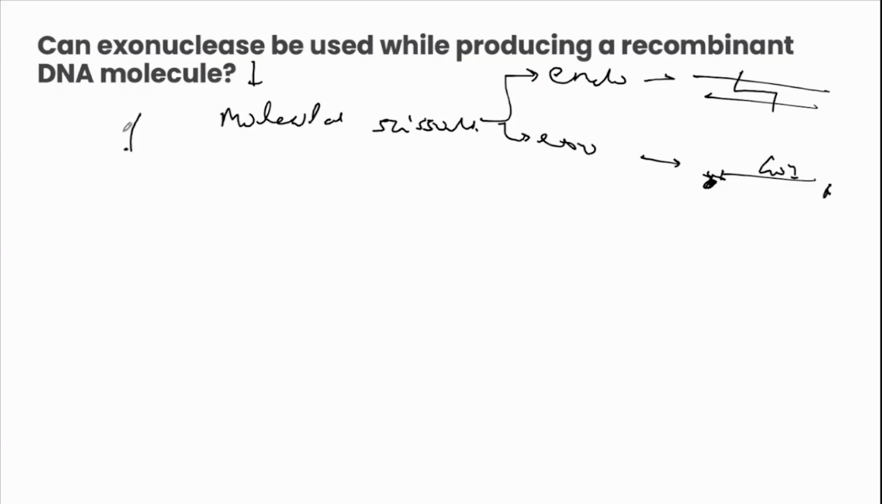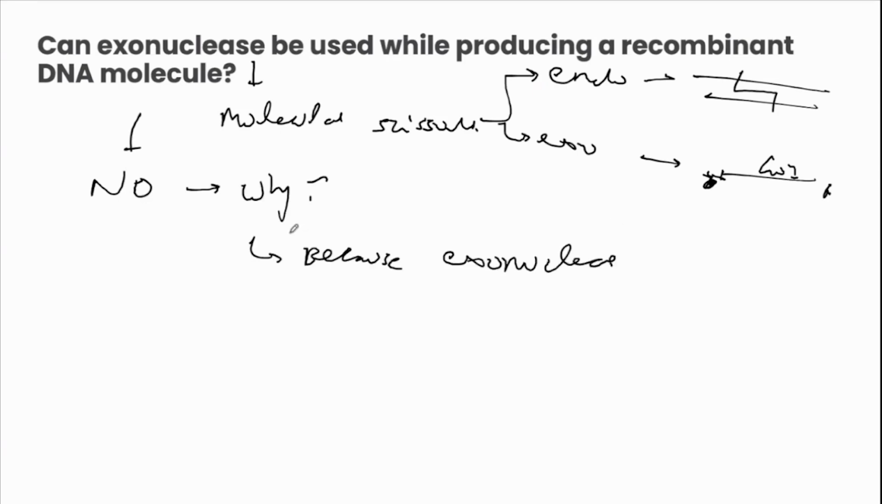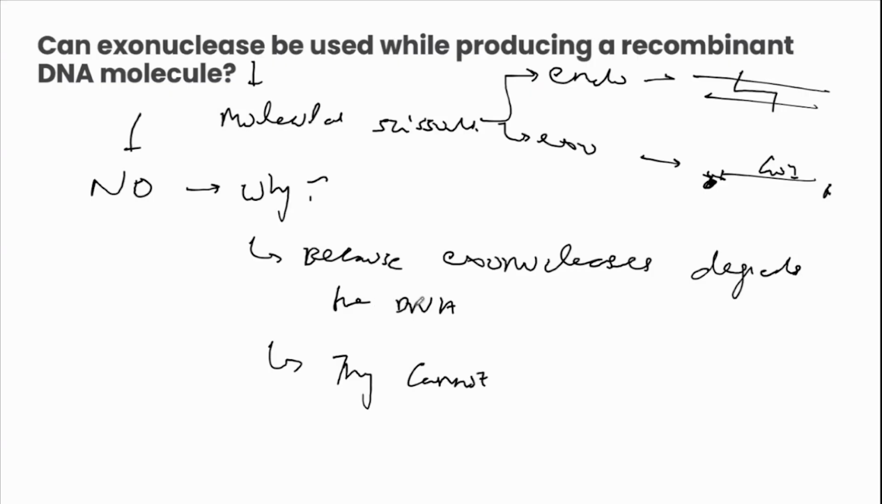And the answer is no, because they won't cut the DNA properly, and they cannot produce the sticky end. So I hope you have understood what exonuclease is. Exonuclease is a molecular scissor, a restriction enzyme, that cuts DNA at the end. So it cannot be used in recombinant DNA technology because it can degrade the DNA, since it cuts at the end, and it cannot produce the sticky ends.